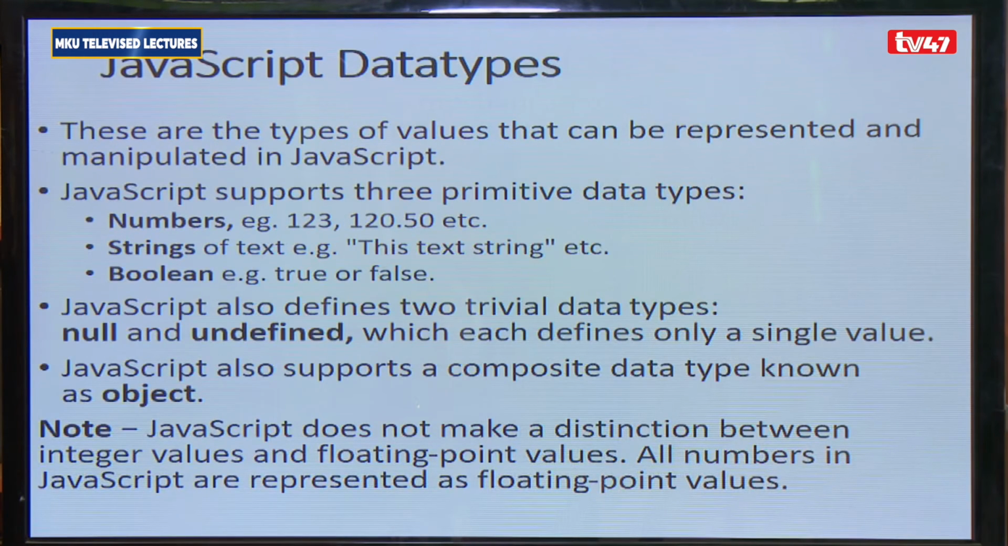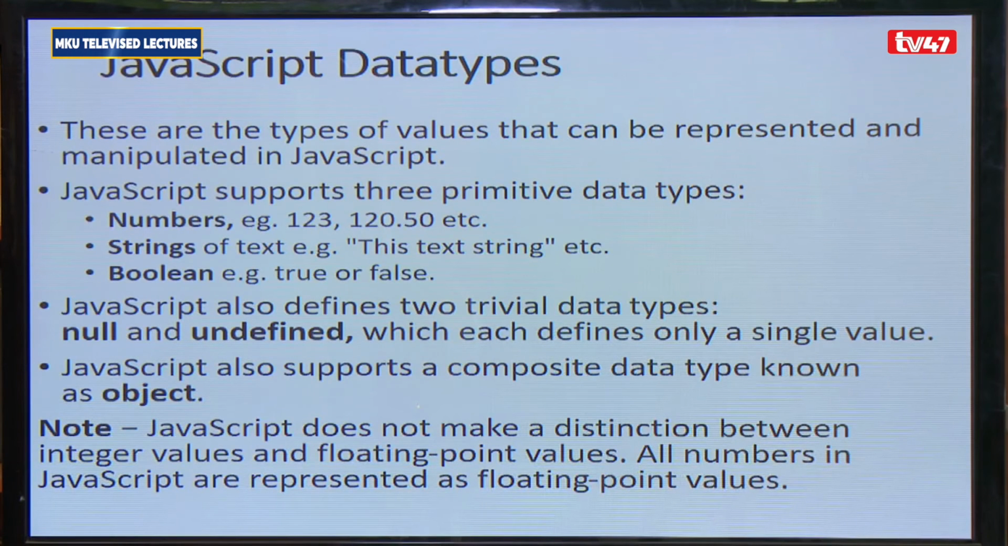Now, let's move on to JavaScript data types. As you know, every programming language handles or processes types of data. These types of data are defined as data types. A data type is basically the type of value that can be represented and manipulated, in this case in JavaScript. So we will look at what values JavaScript can manipulate or represent.